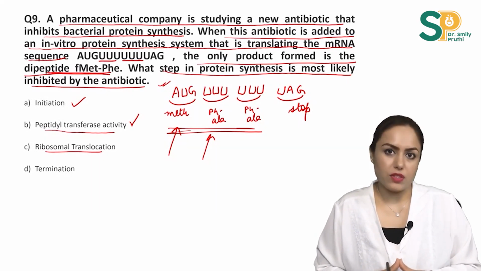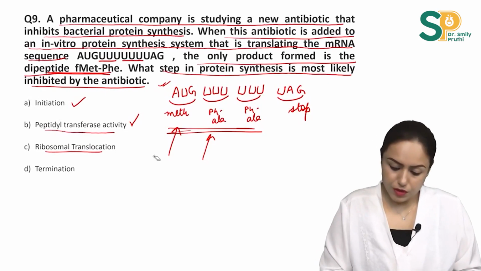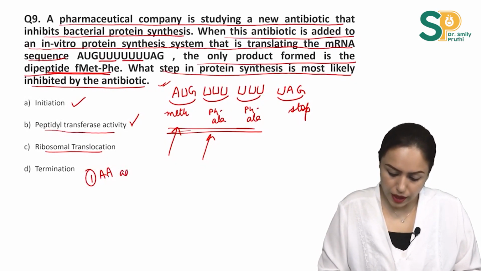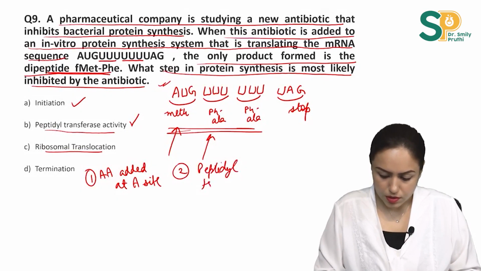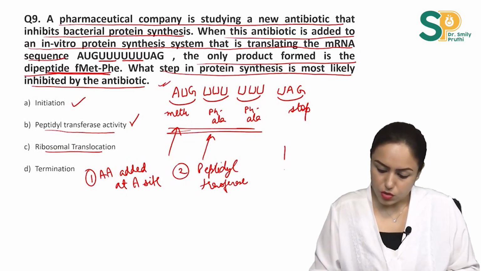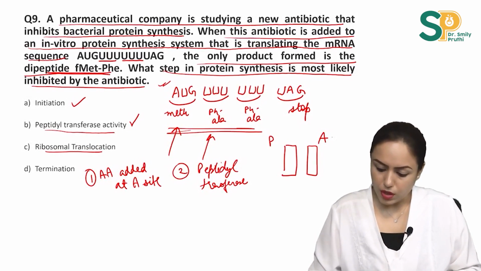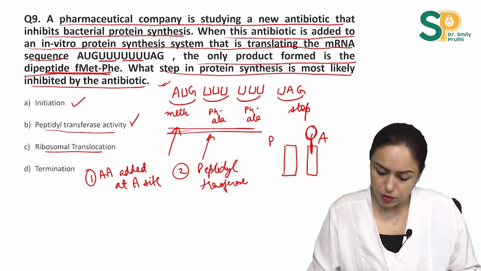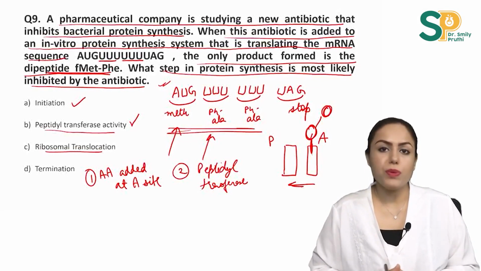Yes, this step is affected, because what are the steps in elongation of translation? The first amino acid is added at the A site of the ribosome, right? Then peptidyl transferase joins these 2 amino acids, right? So let's say this is the P site of the ribosome, this is the A site of the ribosome. Now after peptidyl transferase activity, we have our 2 amino acids joined at the A site. Now we want to shift them to the P site.